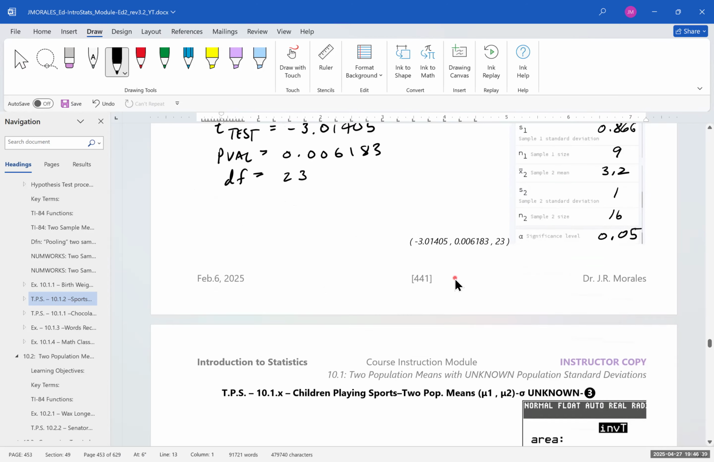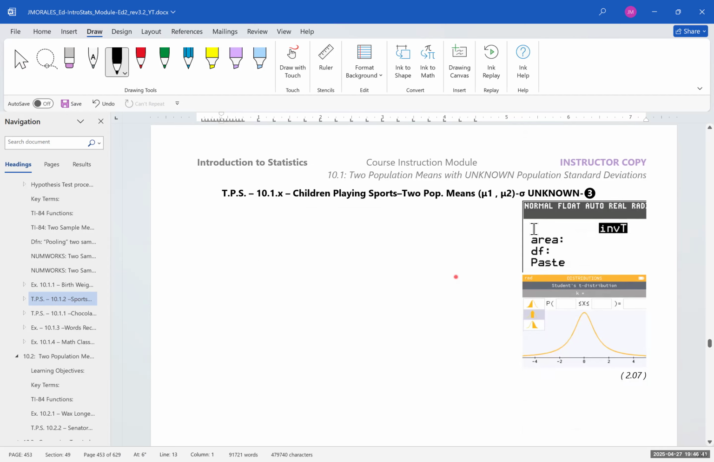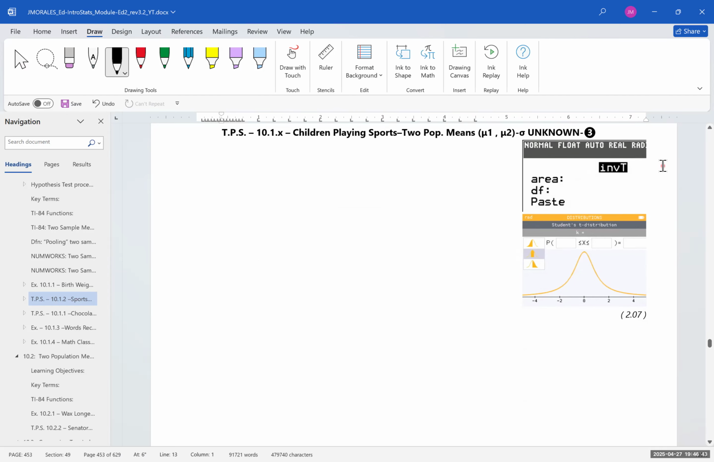All right, let's go to the next page. And let's go ahead and copy this information down. So our test statistic is negative 3.01405. Our p-value, 0.006183. And degrees of freedom equals 23.